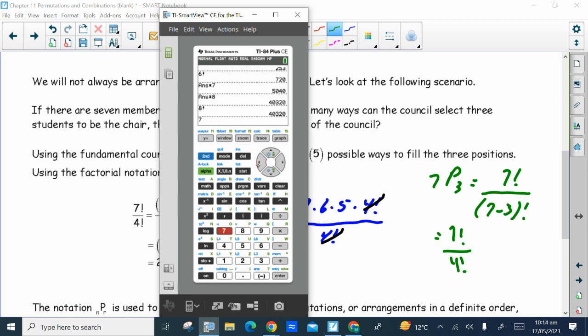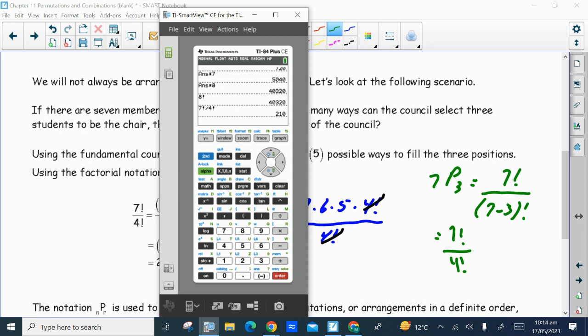So if I go 7, math over to probability, choose number 4 for factorial, divide it by 4, math over to probability, choose my factorial, you get your answer of 210. So that's using the formula and factorials.